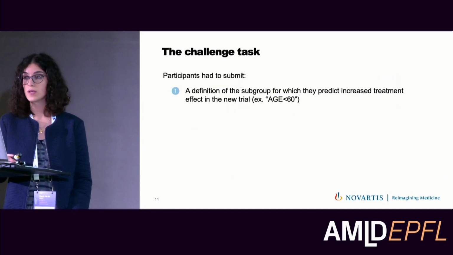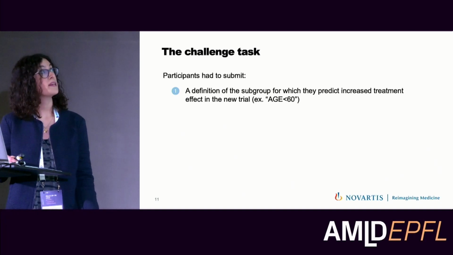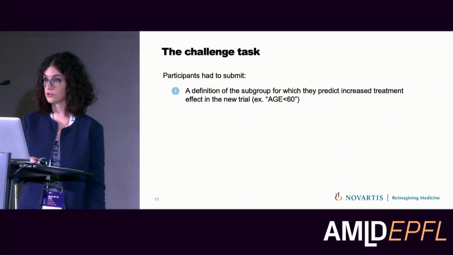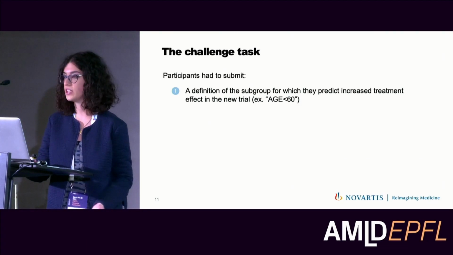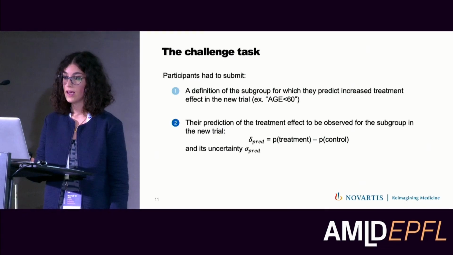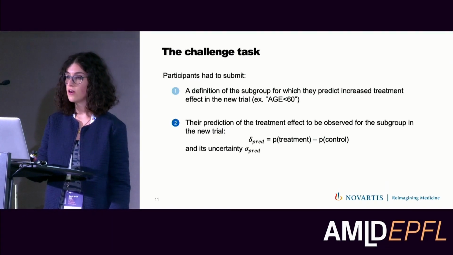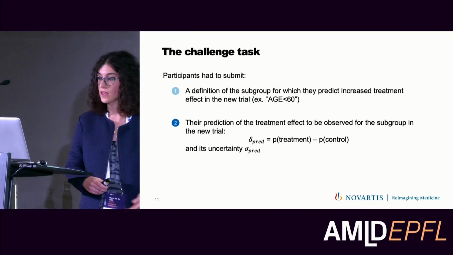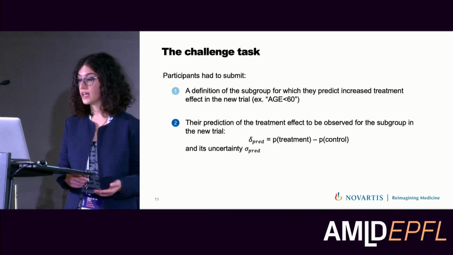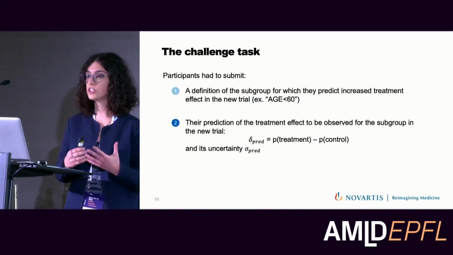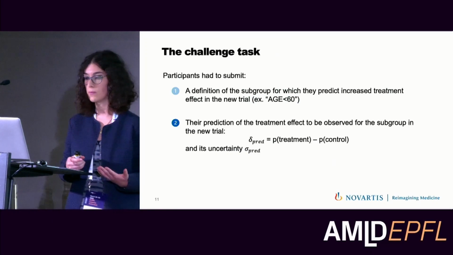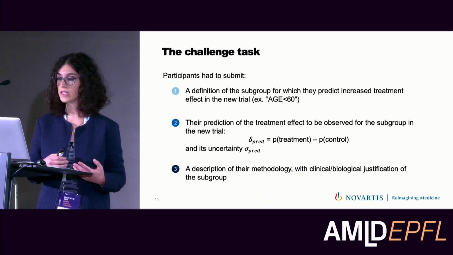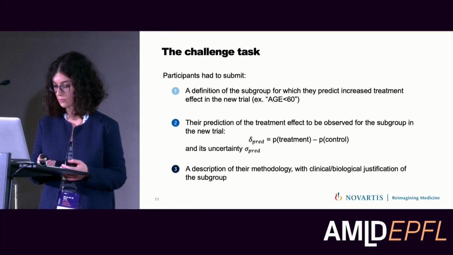The participants had to submit 3 things. First of all, they had to submit a definition of the subgroup for which they predict an increased treatment effect in the new trial. An example of such a definition could be age smaller than 60. Then they had to submit their prediction for the magnitude of the treatment effect to be observed for the subgroup that they proposed in the new trial, which we call delta pred. And also they had to submit an estimation of the uncertainty for that prediction, which we call sigma pred. And finally, they had to submit a description of their methodology, including a clinical or biological justification of the subgroup that they are proposing.